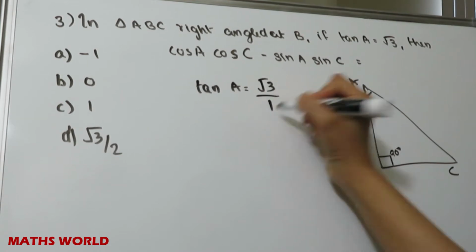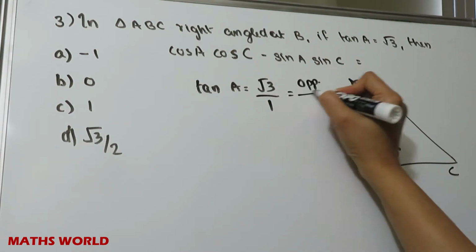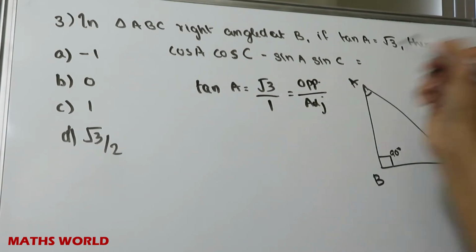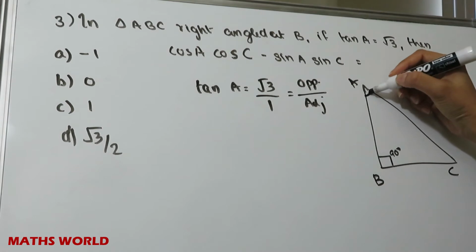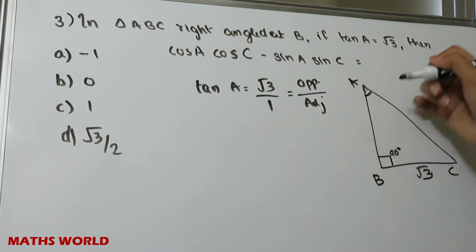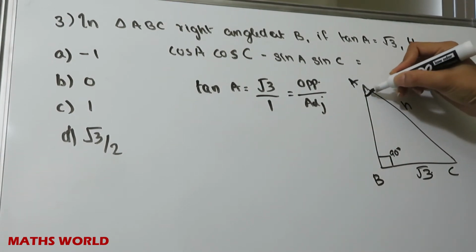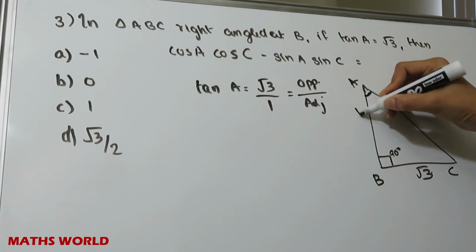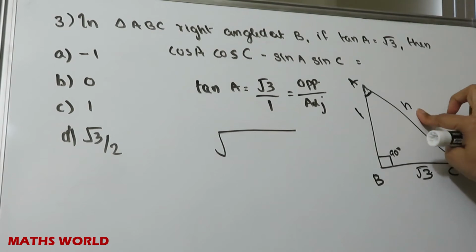Root 3 means root 3 by 1. Tan is equal to opposite side by adjacent side. For angle A, its opposite side is BC, which is root 3, and its adjacent side is 1. Then using the Pythagoras theorem we can find the hypotenuse.